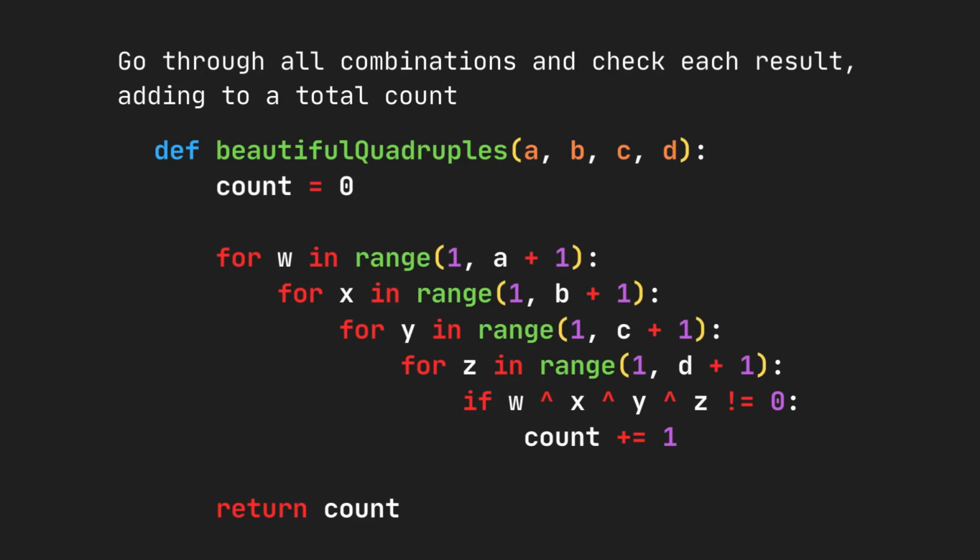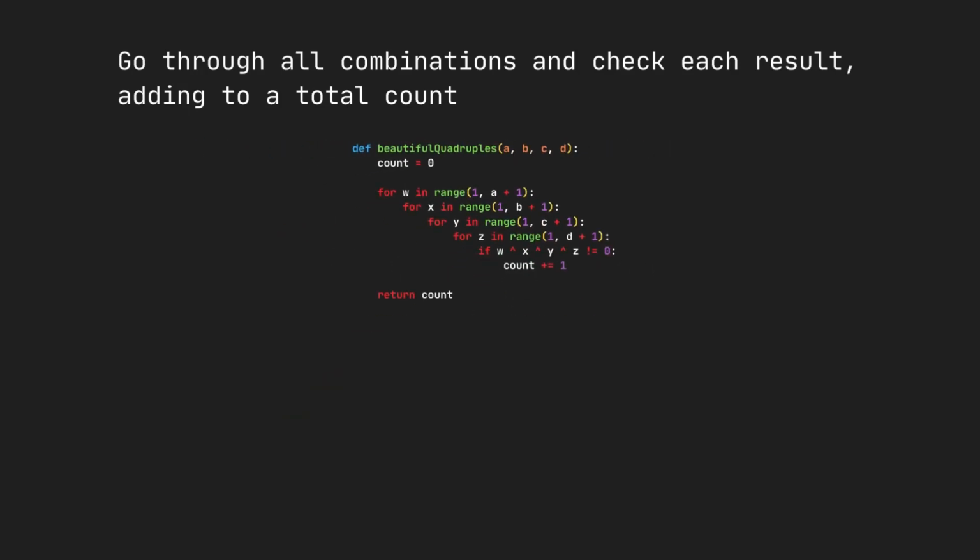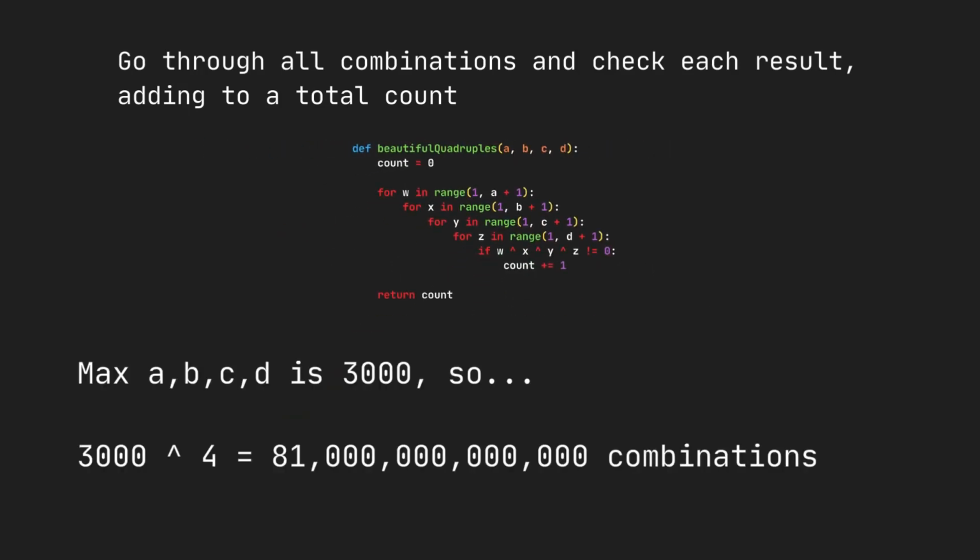One pretty big problem, though, is that we're told in the problem that the values for A, B, C, and D could potentially be as high as 3,000. So given this nested for loop, that would be 3,000 to the 4th power, which is some crazy amount of combinations. It's going to take forever. This is not a very efficient solution. So what can we do to reduce complexity?